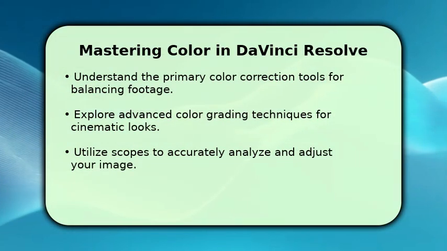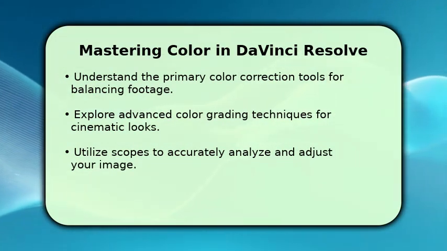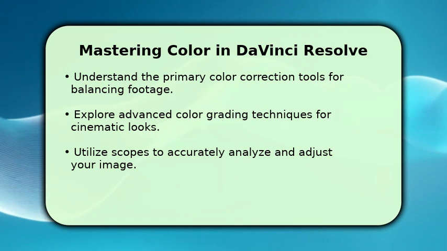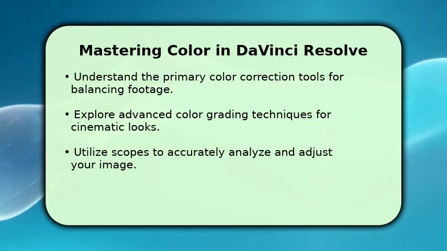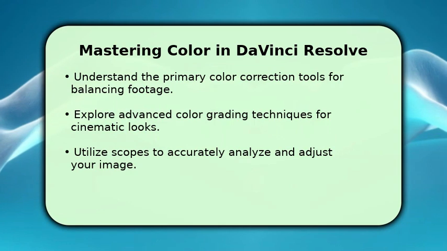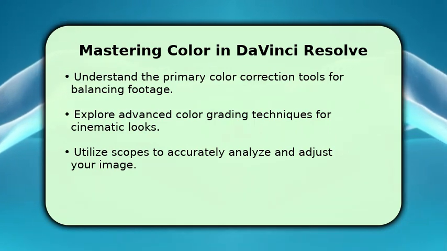The Color page is where your visuals truly come alive. We'll delve into primary color correction, balancing your footage for consistent exposure and white balance. Then, we'll explore creative color grading, applying unique looks to evoke specific moods. You'll learn to use powerful tools like color wheels and curves, alongside scopes, to achieve professional-grade color. This step is vital for giving your video a polished, cinematic feel.